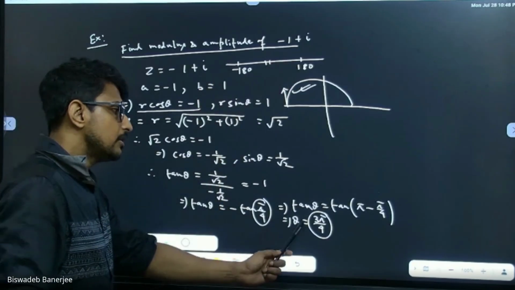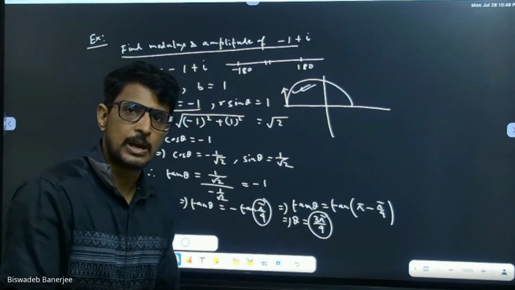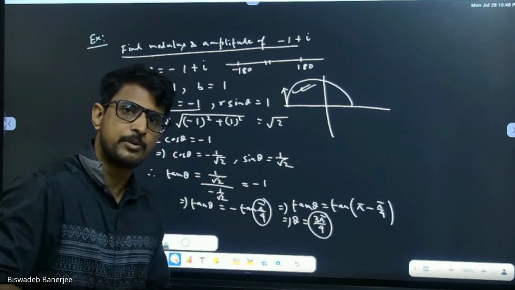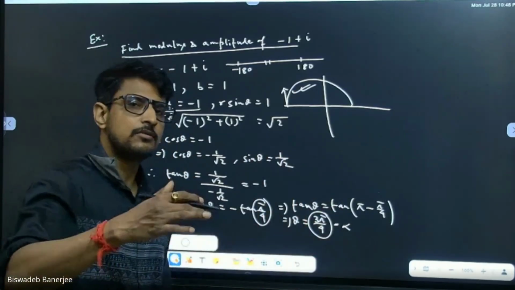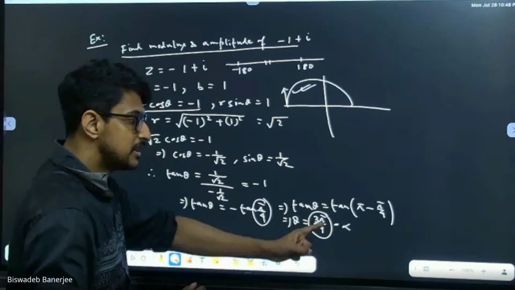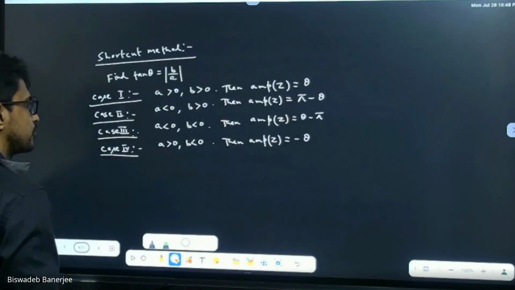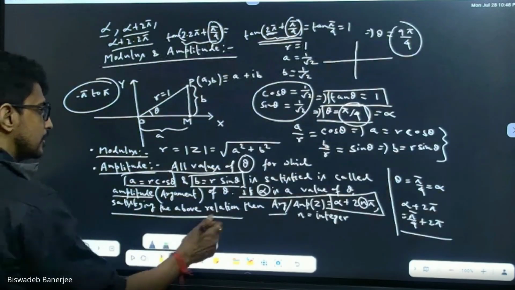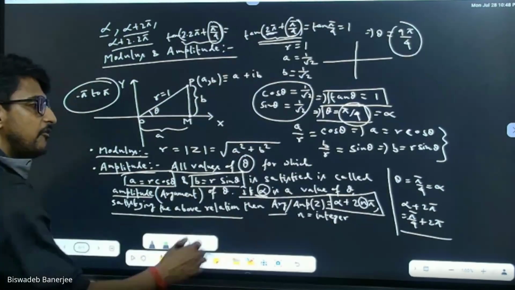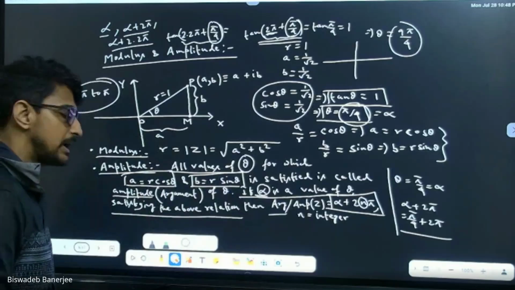But this is not the unique value of the amplitude. There can be many values of the amplitude. If you find some more values of amplitude, this is my alpha that we have discussed here. Alpha is the value of theta. That value is 3 pi by 4.